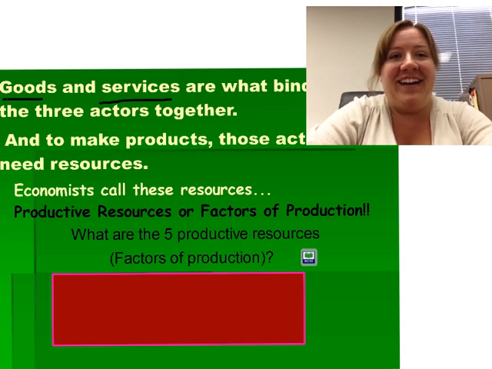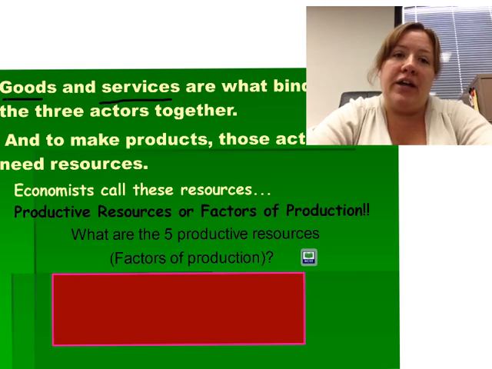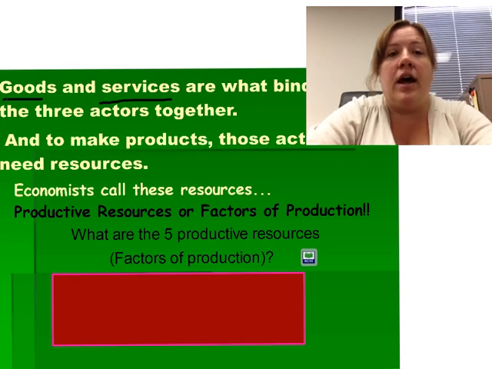Okay, and that's the simple term for it, but in actuality, economists like to use not just the word stuff, we call that stuff resources. And depending on which book you look at, your book calls the resources factors of production. Some other textbooks call them productive resources. Again, this is the stuff we use to make goods and services.